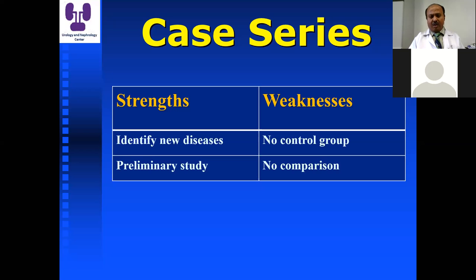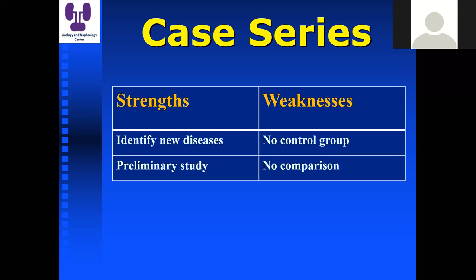So, anyone wants to share, please read the strengths and weaknesses of case series. I can do that. Yes, please. Okay. As for the strengths of the case series, it can identify a new disease, and it shows preliminary studies that can be used later on for other research. As for the weaknesses, it has no control group and it offers no comparison.